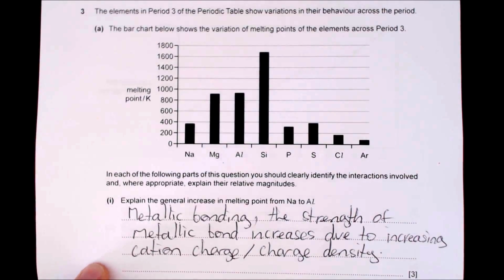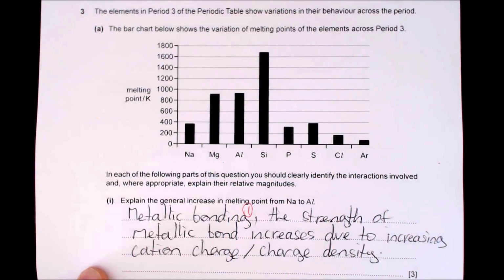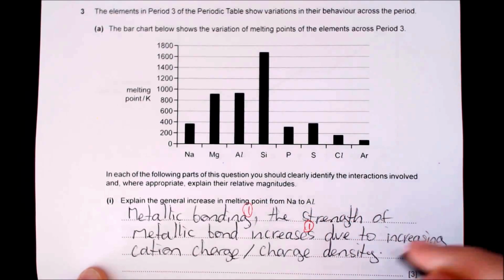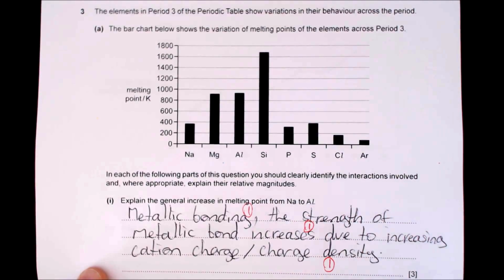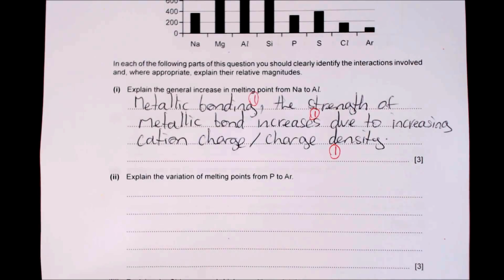There you go. Right, so it's pretty straightforward. It's 3 marks, so you get quite a bit of marks for this. You get 1 for talking about metallic bonding, 1 for saying that this increases as we go across the period, and 1 mark for explaining why that is the case. And this is because the increase in cation charge or the charge density increases. So that's quite important. Okay, so on to the next bit.